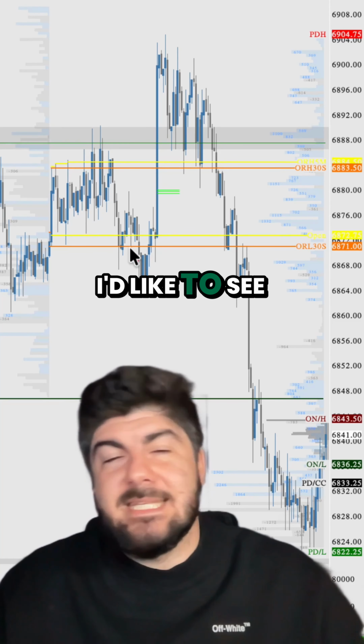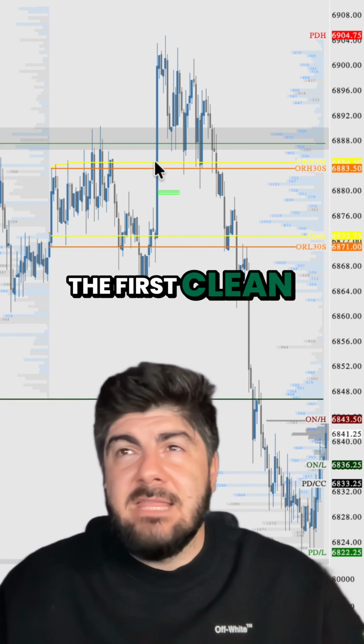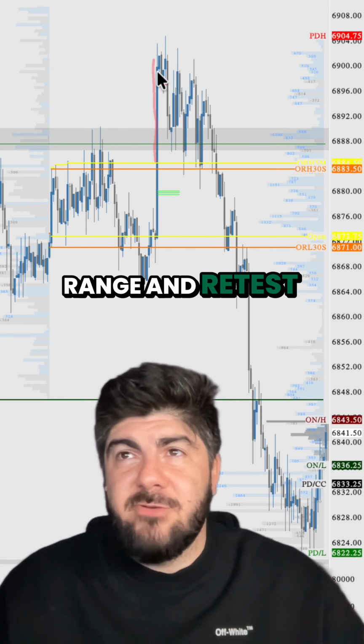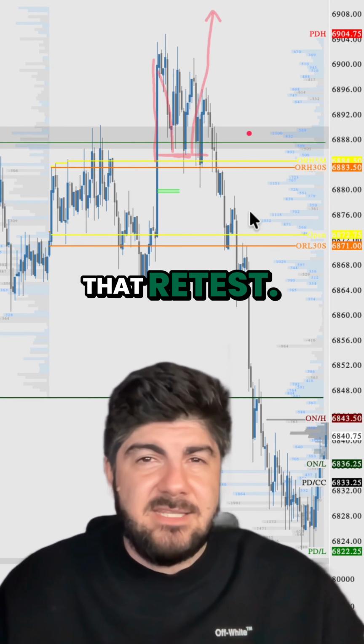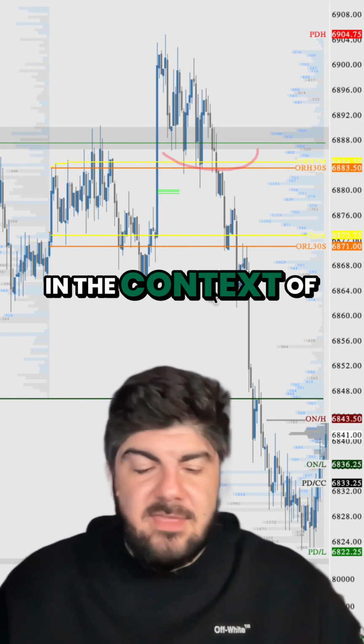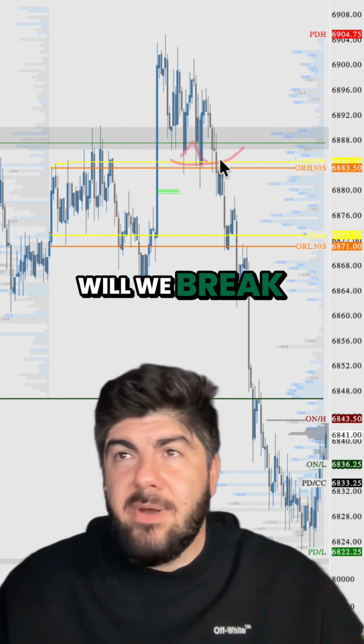The next thing I like to see is how price action reacts to it. The first clean break that we get of this opening range and retest gives us a pretty good trading opportunity in the direction of that retest. But what's more important for me in the context of the day is, will the opening range act as support or will we break below it?